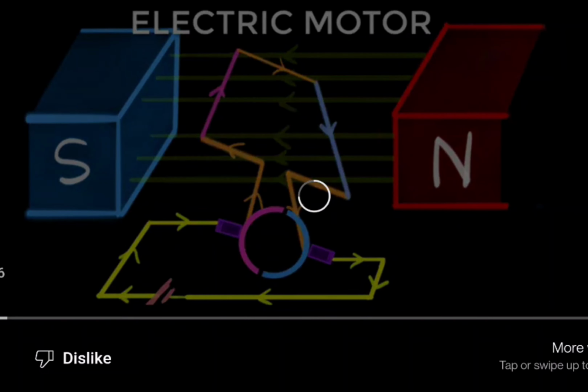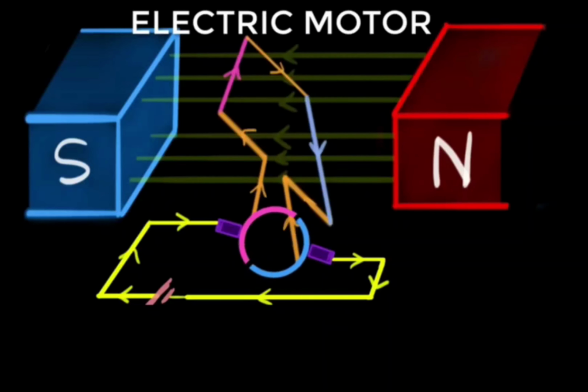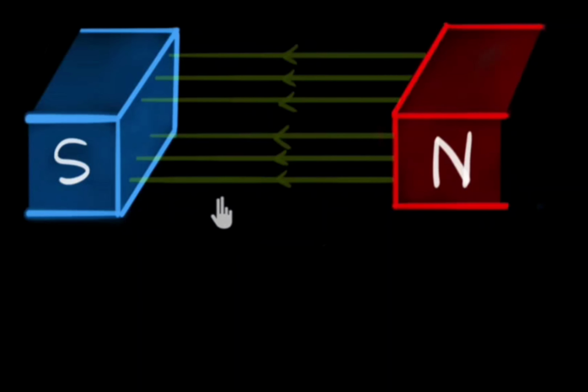A DC motor is an electrical machine that converts electrical energy into mechanical energy. In a DC motor, the input electrical energy is direct current, which is transformed into mechanical rotation. In this video, let us know how a DC motor works.